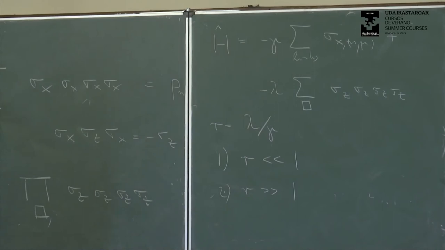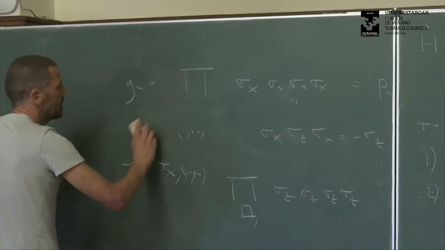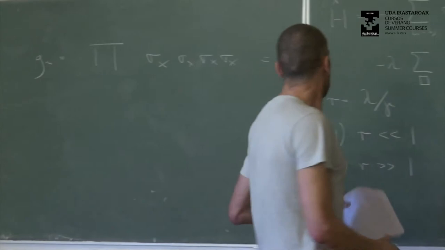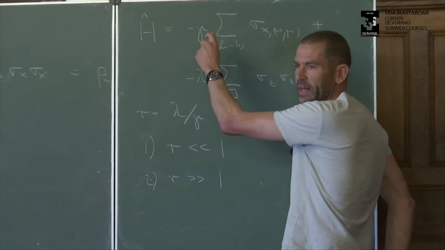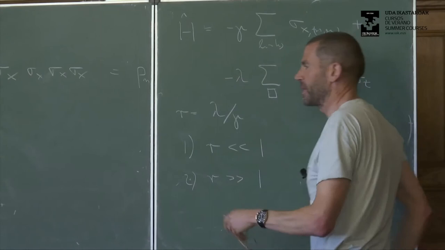So let me begin by saying a few words about the confining phase. R is much smaller than one. Magnetic physics is inessential. We are, in a sense, purely electric. So let's for a moment just focus on this term, only on this one.